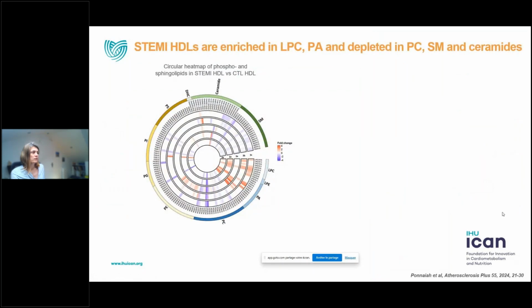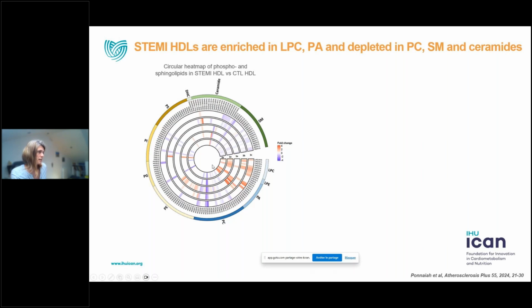So when we looked at the data, what you can see here is a circular heat map where each circle represents a heat map of one HDL subpopulation. We have all the 5 subpopulations here, and all the red lines correspond to enrichment of phospholipids or sphingolipids in STEMI patients, while all the purple is depletion.